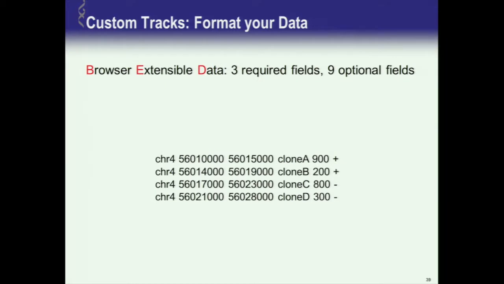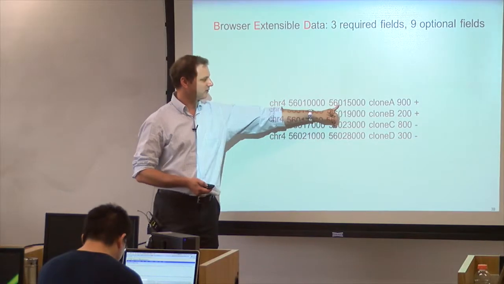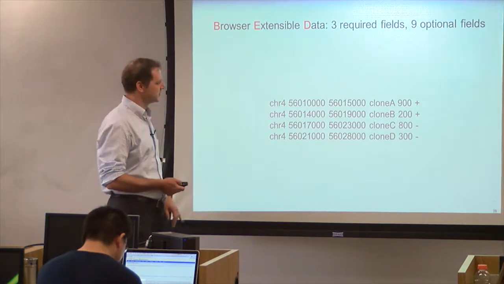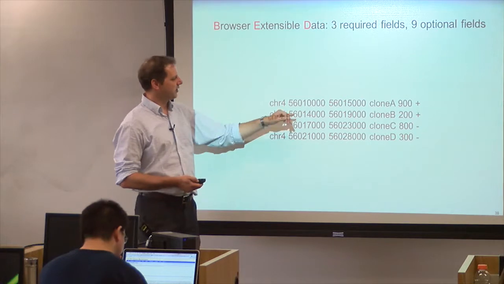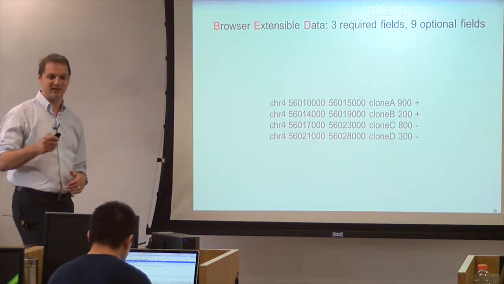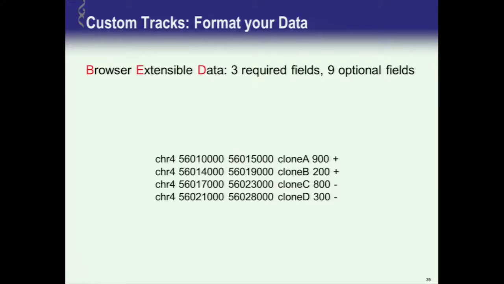A BED format file basically consists of a minimum of three fields, first of which is chromosome, second of which is the start coordinate, the third of which is the end coordinate. So say we had, you know, a repeat, that's where it starts, that's where it ends, that's the chromosome it's on. BED format files are usually tab delimited, so each column is separated by a tab, so you can just make this in Excel or something, save it as a .txt file, and that's ready to upload as a custom track. So chromosome, start, end.